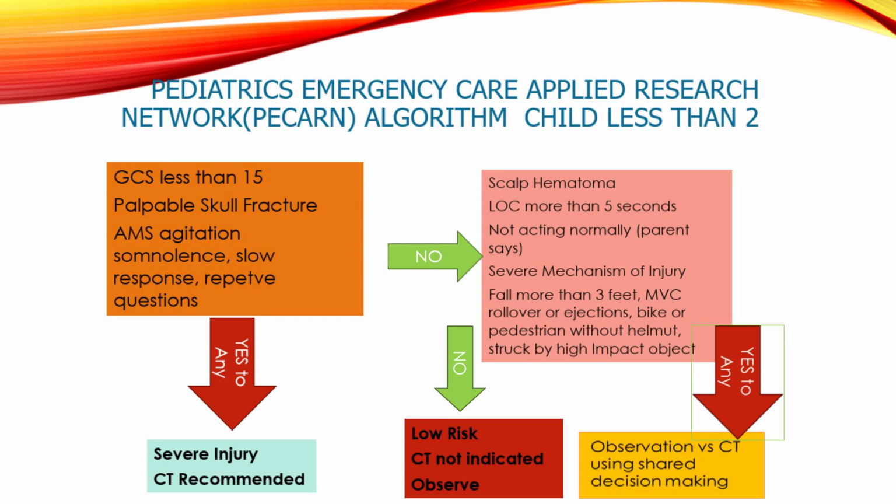The prediction rule had a negative predictive value of 100% and sensitivity of 100%, with specificity of 86.3%, for clinically significant traumatic brain injury in children.